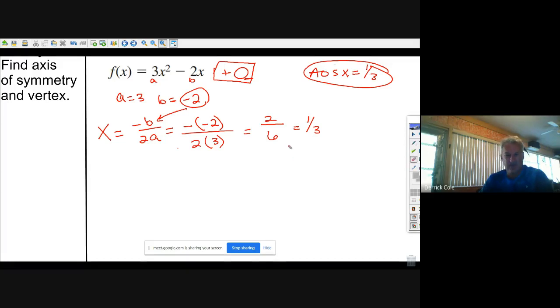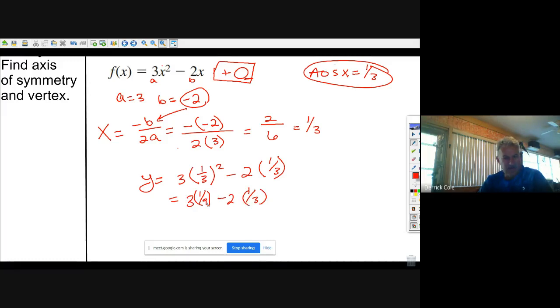Okay. Now I got a fraction. No big deal. Got to stick it in here. So I'm going to stick 1/3 in for x. So y equals 3 times 1/3 squared minus 2 times 1/3. Not a big deal. Just do the math. 1/3 squared is 1/9. So 3 times 1/9 minus 2 times 1/3 still. All right. 3 cancels the 9 into 3. So I get 1/3 minus 2/3, which is negative 1/3. So my vertex is 1/3, negative 1/3.